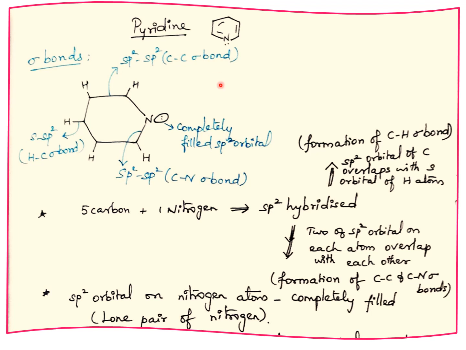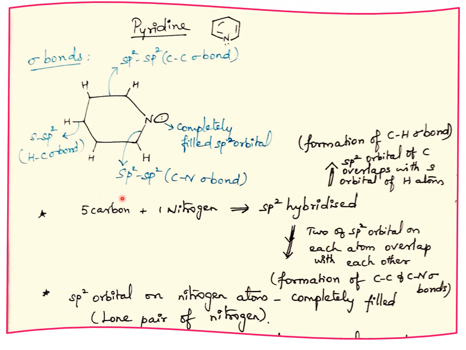Now, let us see about the structure of pyridine. The structure of pyridine looks similar to benzene. One of the carbons is replaced by nitrogen with its lone pair of electrons. Here we are having sp2-sp2 interaction, that is C-C bond formation. We are having C-H bond formation by sp2 hybridized orbital and C-N bond formation by sp2-sp2 hybridized orbitals. We are having a completely filled lone pair of electrons in the sp2 orbital.